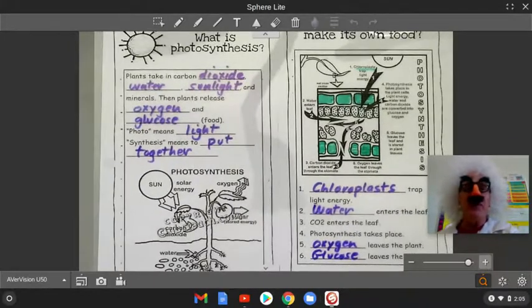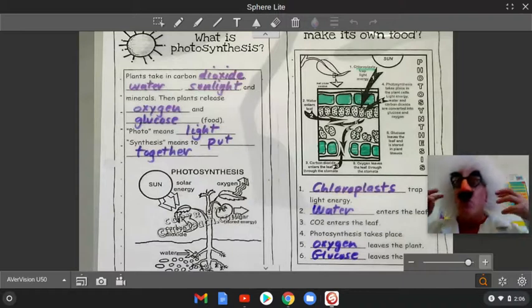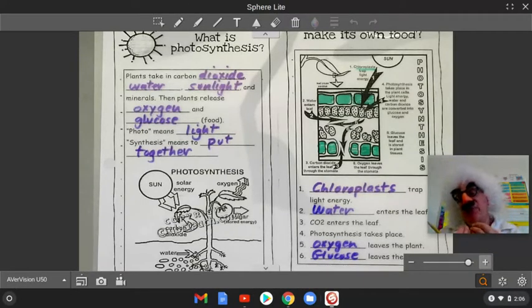What is photosynthesis? Well, here's what plants do. They take the sunlight in from the sun, and they take in something called carbon dioxide. Carbon dioxide is what we breathe out. It's the bad air that we breathe out that we can't use anymore. We use the oxygen that plants make to breathe in, but we breathe out carbon dioxide.